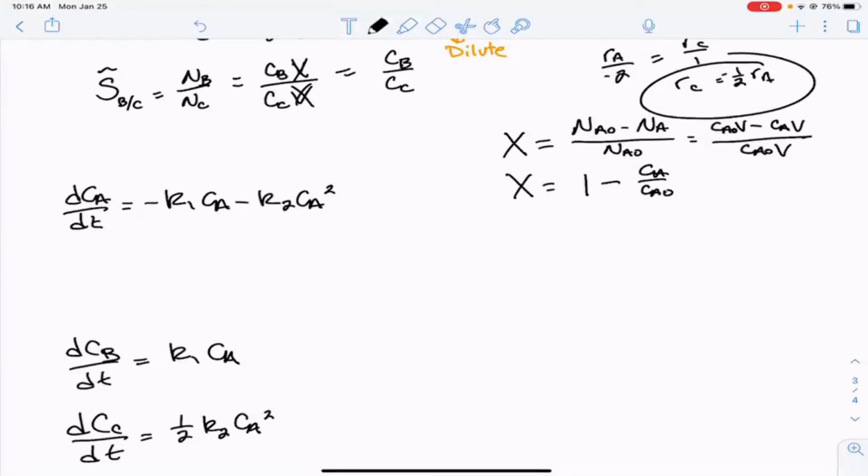What have we done before? We've started with A and then just done differential equations to try and solve for CA. And so yeah, we've tried to do this, right? To find an analytical solution to this problem. So we can try to do this.